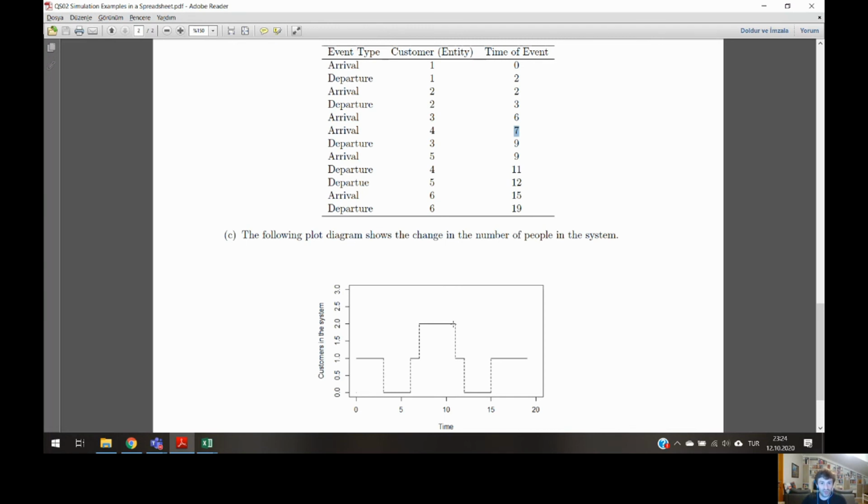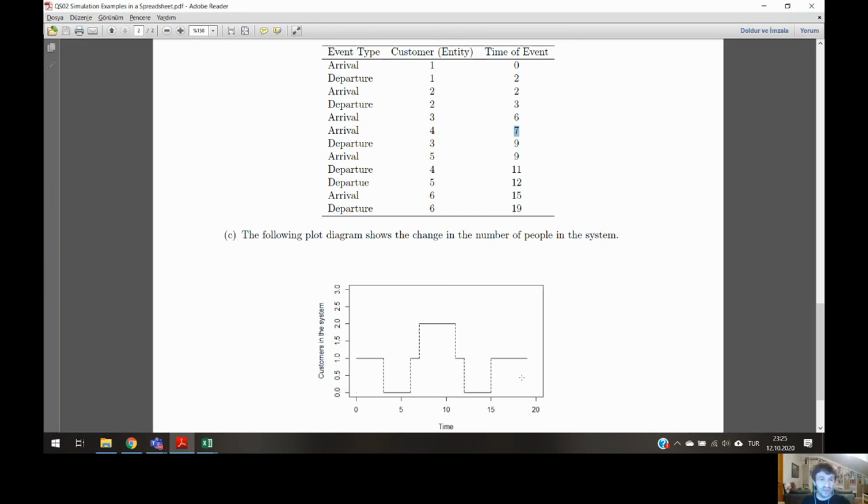But at the end of the 11th minute, the departure of the fourth customer will occur, and the number of customers in the system will be reduced to 1 again. And again, at the end of the 12th minute, the number of customers will be reduced to 0 because the fifth customer will depart. And at the end of the 15th minute, the arrival of the sixth customer will be observed, which is going to stay in the system for 4 minutes, and that customer is going to depart from the system at the end of the 19th minute.